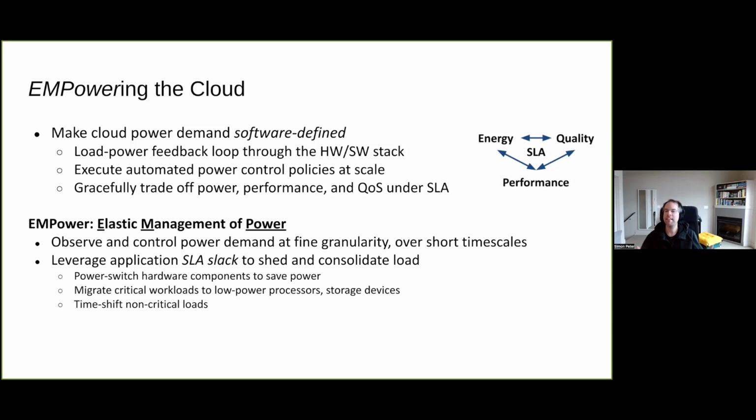I call it SLA slack, effectively the slack that we have within an SLA of an application to consolidate and shed some load, move it around, time shift it, and so forth within those SLAs that we have. And then once we have that, we can power switch hardware components, set them into lower power modes more efficiently than before. And I said the other points here already of migrating the critical loads to perhaps lower power processors. This is maybe just one thing to note here, such that we can reduce the power for those workloads where that works, as well as, say, power switch storage devices and so forth.